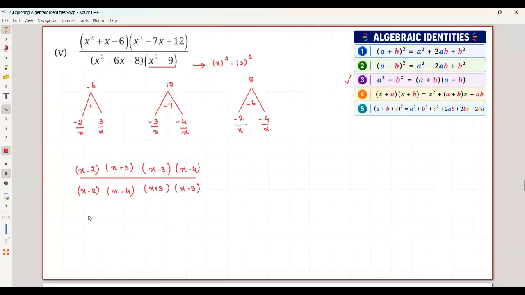Now just check anything is getting cancelled. x minus 2, x minus 2, x minus 4, x minus 4. Everything is getting cancelled, right? So x plus 3, x plus 3, x minus 3, x minus 3. So everything is getting cancelled. The final answer we are getting as 1.